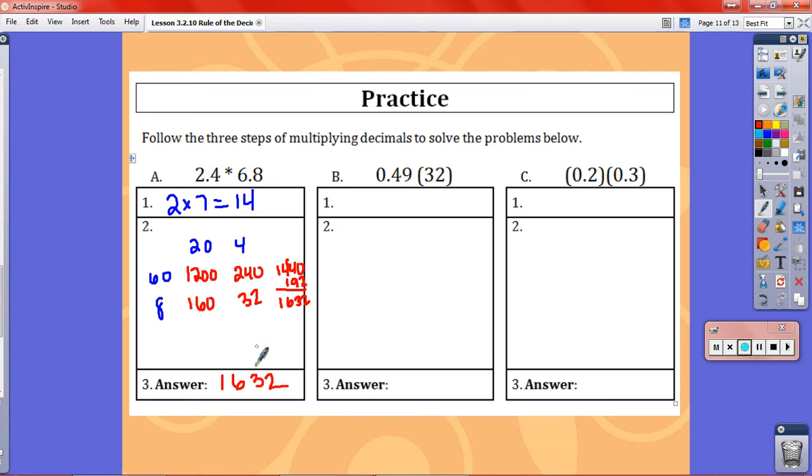And I need something close to 14, so I just put my decimal in the middle because 16.32 is pretty close to 14. Certainly closer than 1.632 or 163.2.